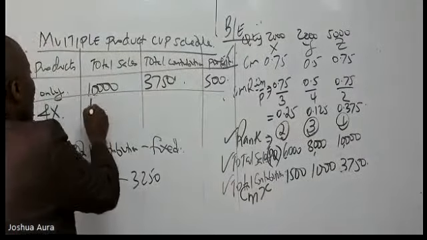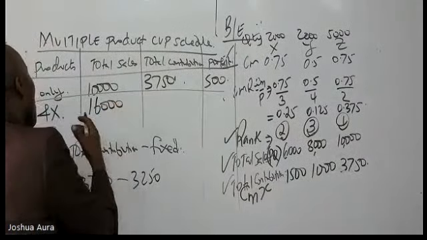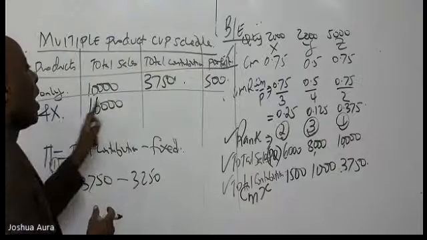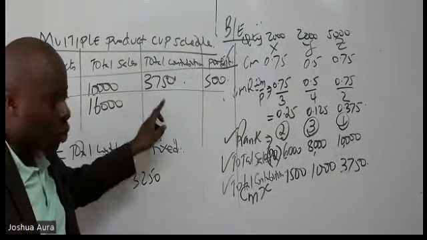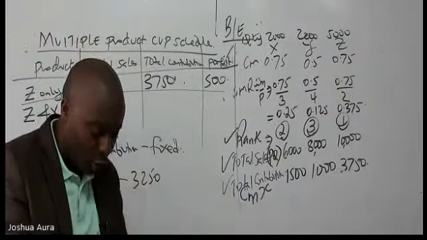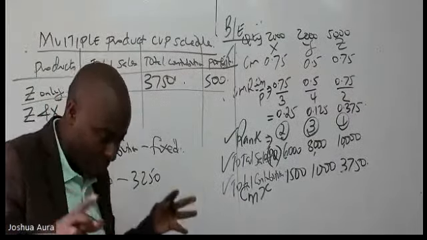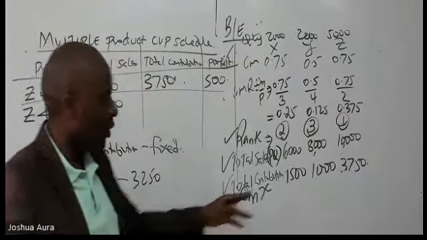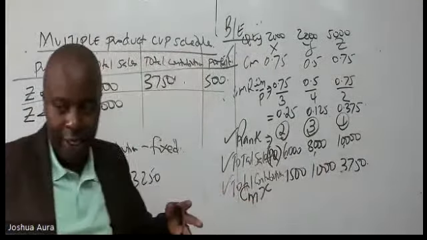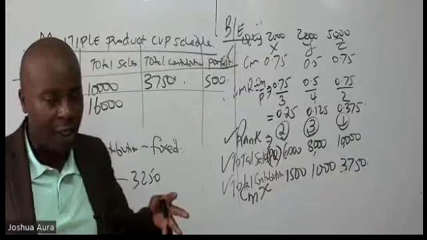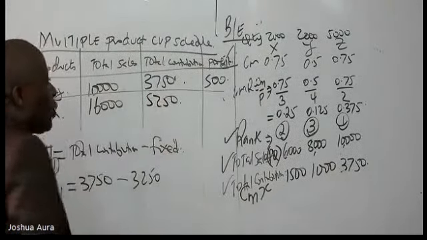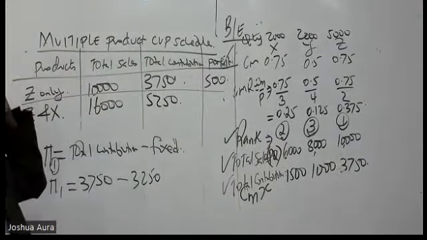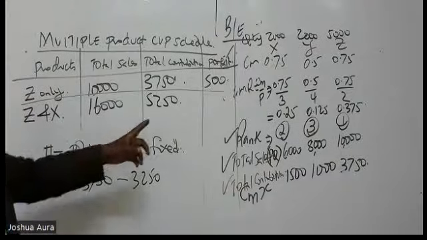Thank you so much. Now, what if we produce Z and X? How much contribution shall we realize from both products? Go to the total contributions and add the two together. Susan and Eric are giving me 5,250. Frida, I've also seen your figure, 5,250. Thank you very much. After that, I would want you to give me the profit now to be generated.